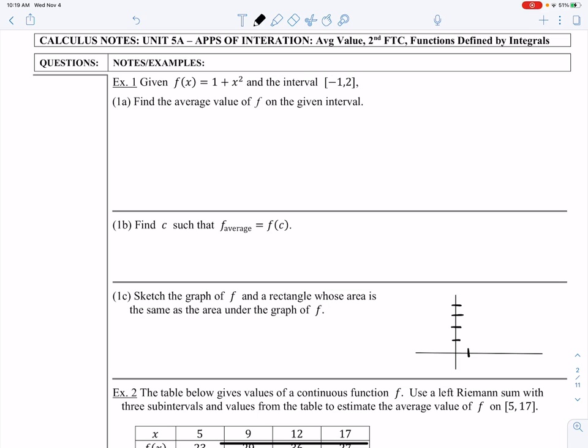And we are particularly interested in the interval from -1 to 2.